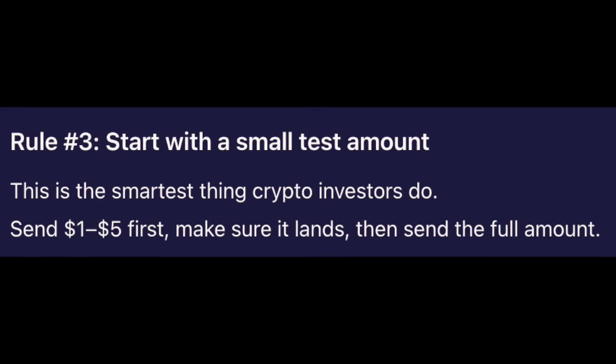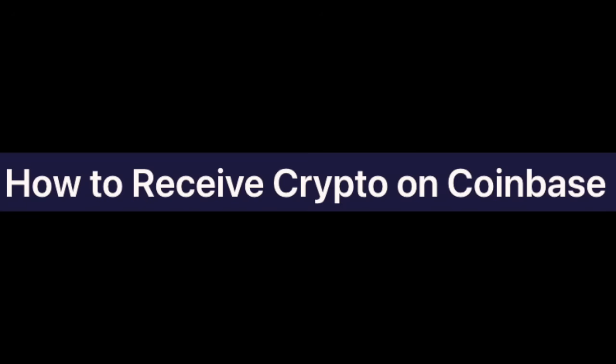Rule number 3, start with a small test amount. This is the smartest thing crypto investors do. Send $1 to $5 first. Make sure it lands, then send the full amount.